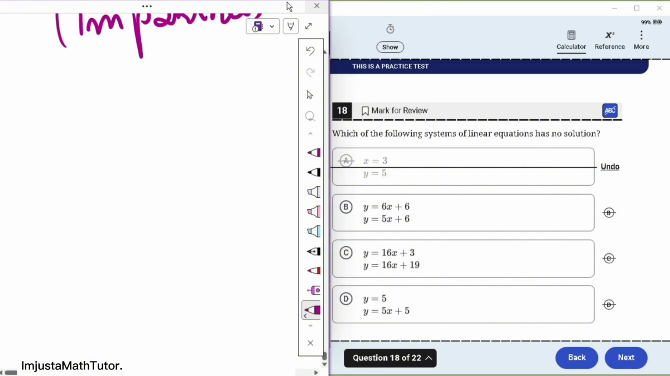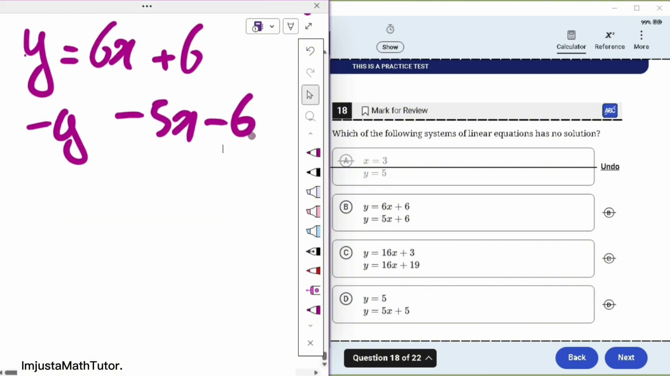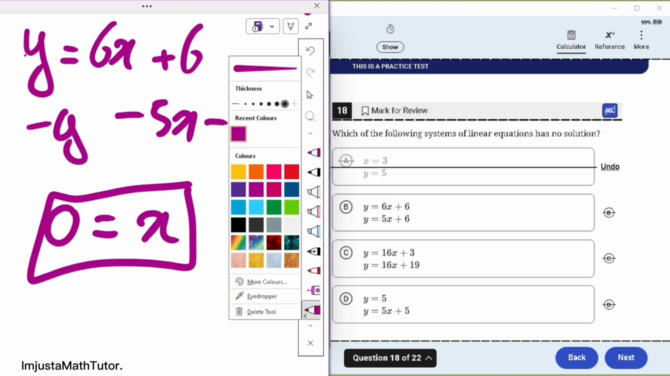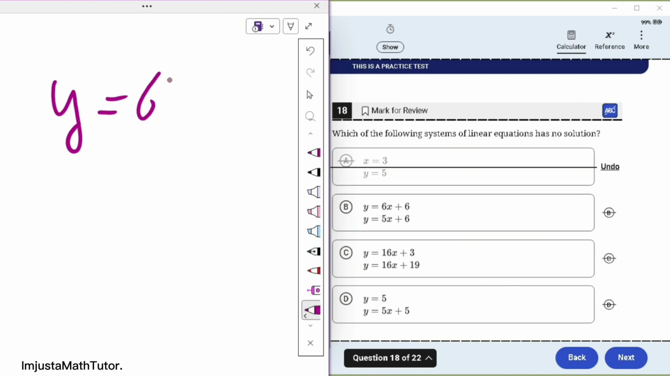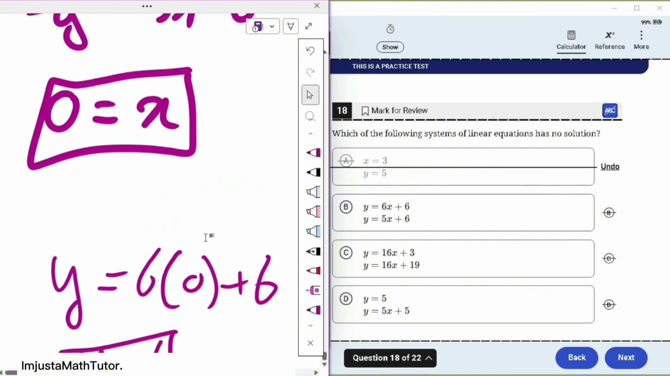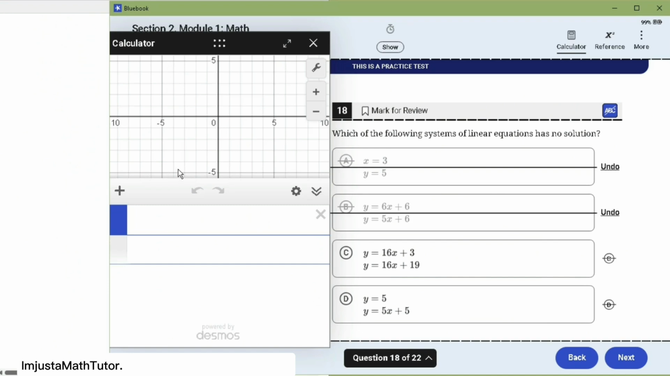Now let's look at the second option B. We have y equals 6x plus 6. Let's subtract the second from this. We're going to have y minus y, 6x minus 5x, and 6 minus 6, which gives us 0 equals x. Okay, so x equals 0. Now let's look for y. If x equals 0, then y equals 6 times 0 plus 6. So y equals 6. Now both x and y have values, so this system of linear equations has a solution, so we cross that out. Now let's look at option C.